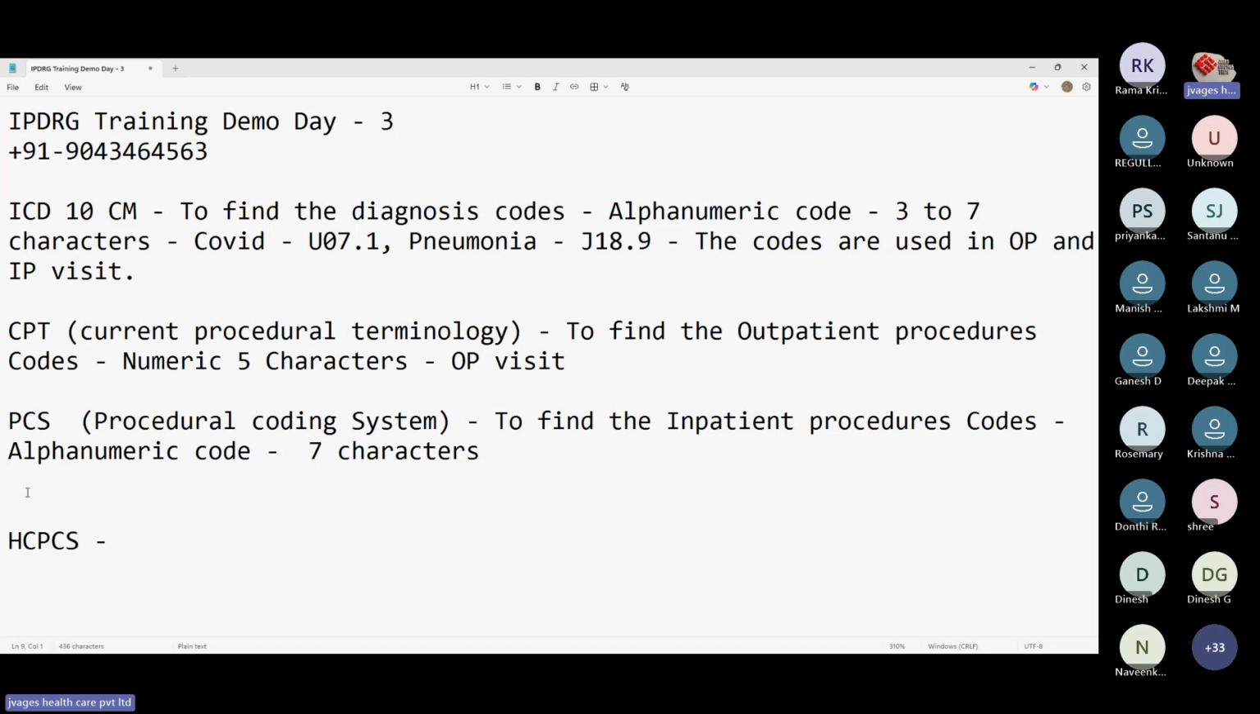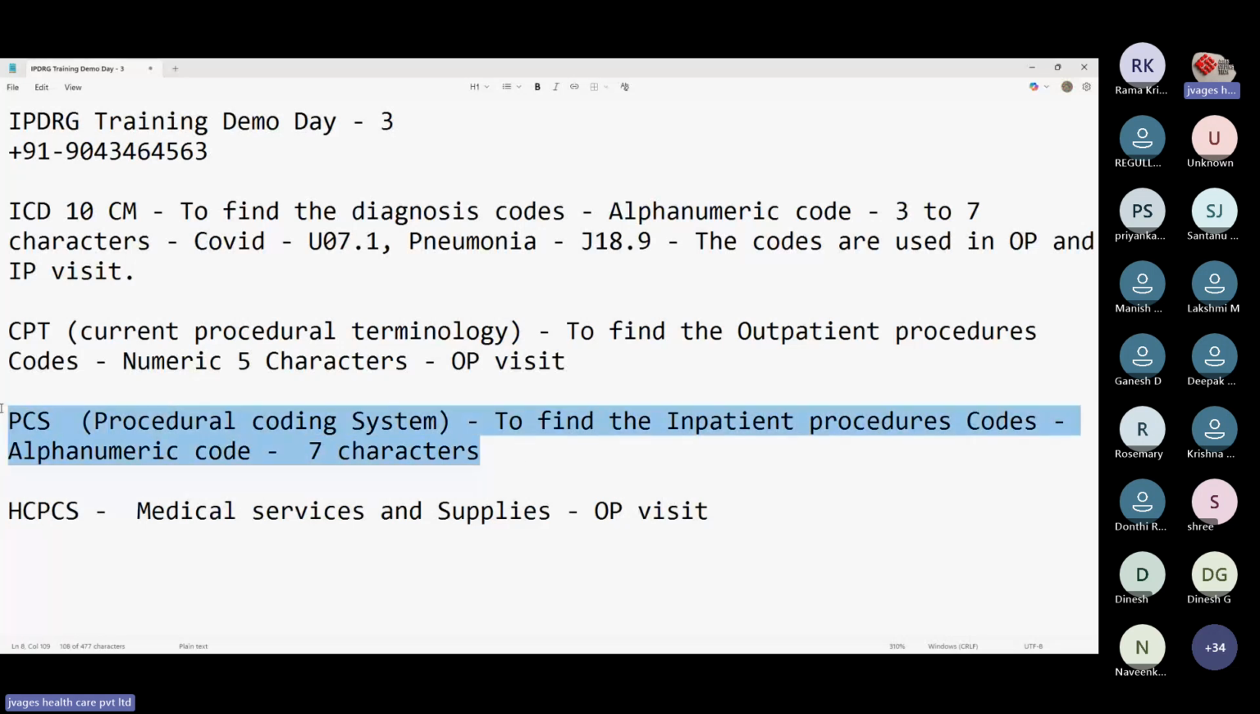Next, one more code set is called HCPCS. HCPCS is used only in the outpatient setting. When medical services and supplies are used in the outpatient setting, we additionally need to report HCPCS codes, only for outpatient surgeries, not for inpatient surgeries, because in inpatient surgeries the 7 characters include everything. This is the main thing you need to know: what is ICD, what is CPT, what is PCS, what is HCPCS.